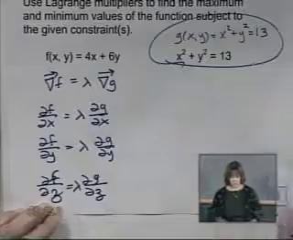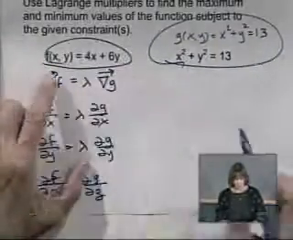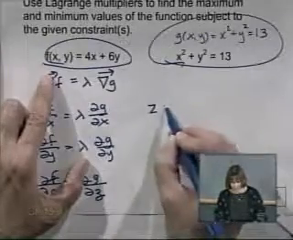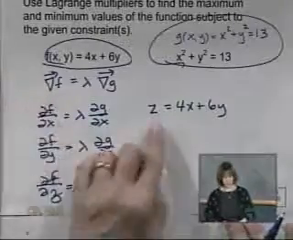Okay, now before I do this problem, and we're going to do it in a second, notice this function that we want to maximize and minimize, I could write as z equals 4x plus 6y. What's the graph of that look like?